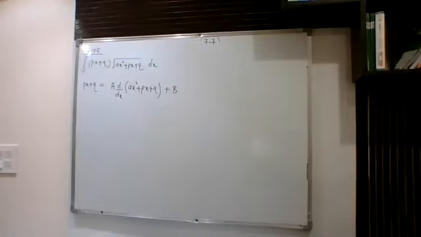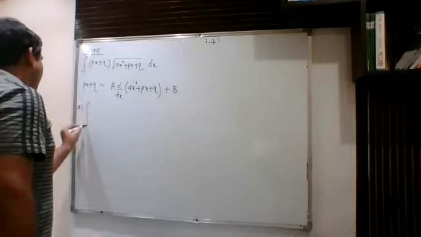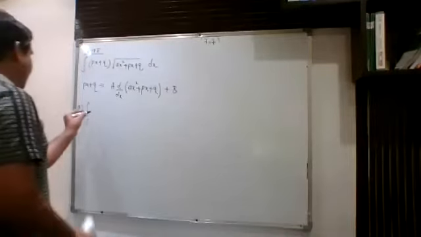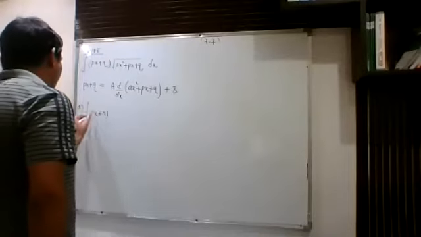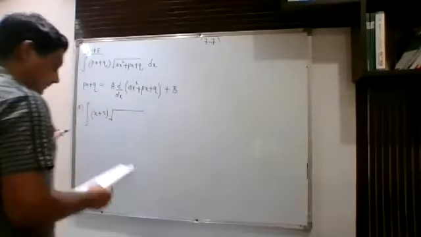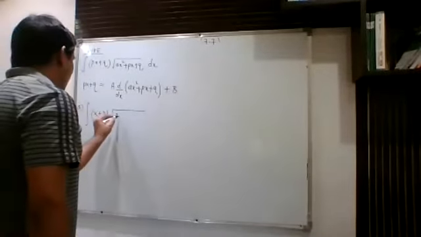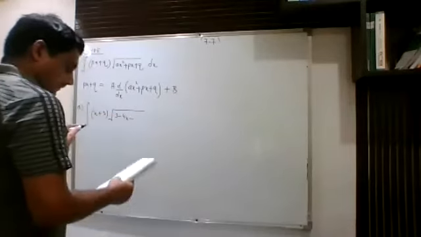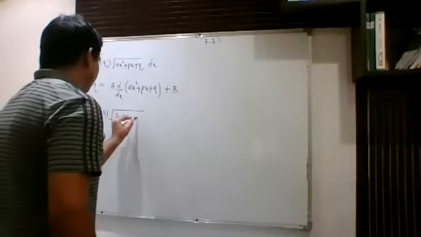So let me take one example. This is linear under the root of quadratic. So question is x plus 3 under the root of 3 minus 4x minus x square dx.